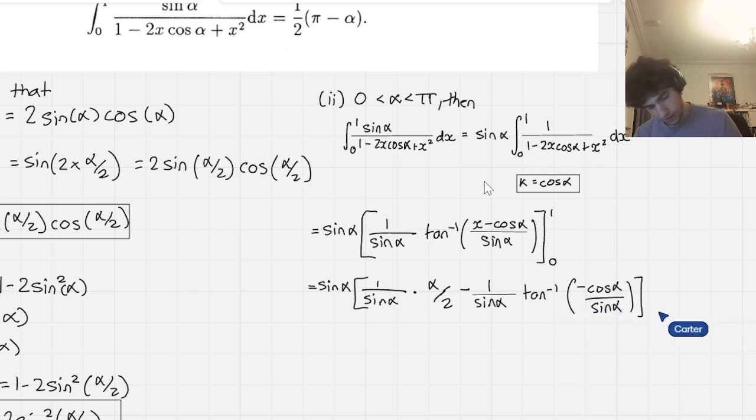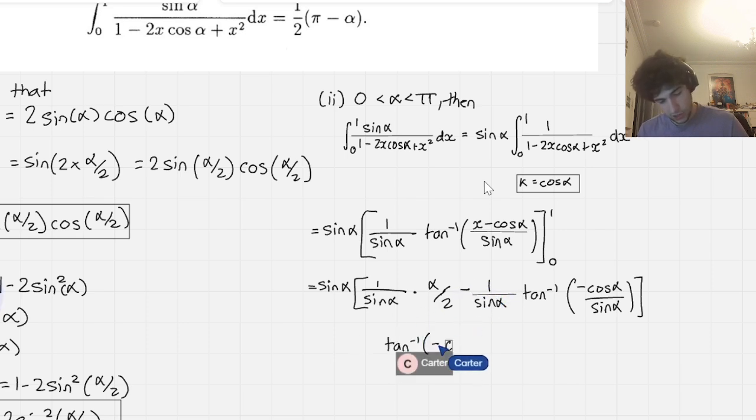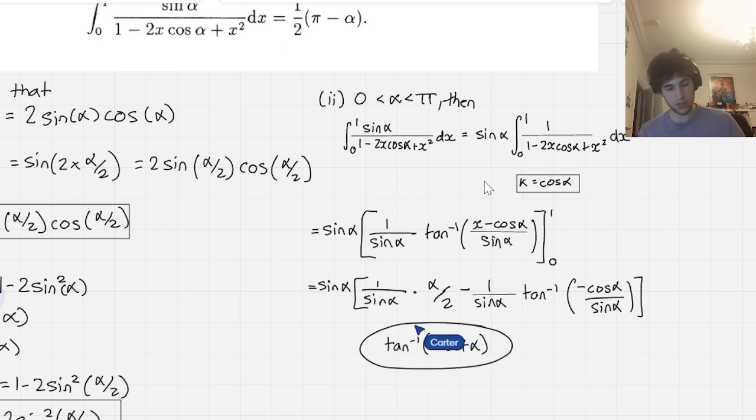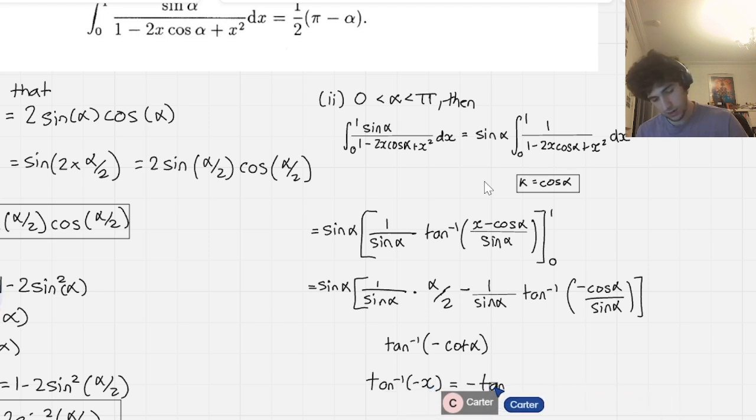Okay, so that's slightly trickier, the second part here. Well, what is arctan of minus cosine alpha over sine alpha? Well, it's arctan of minus cot alpha. Now, we're going to need to be a little bit smarter at how we treat this. First of all, arctan of minus x is going to equal minus arctan of x.